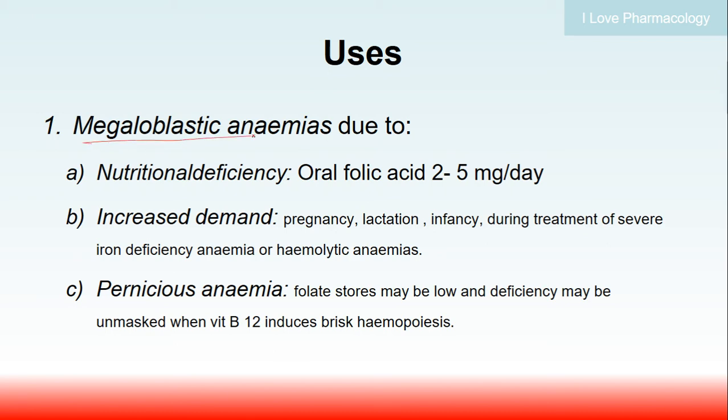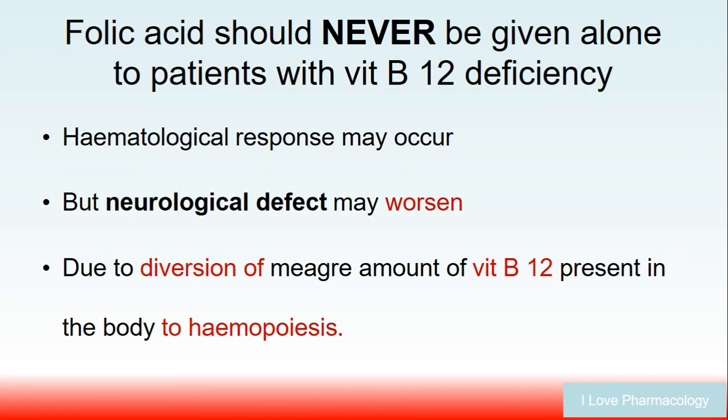It is used in case of megaloblastic anemia due to nutritional deficiency, or in case of increased folic acid demand, and in case of pernicious anemia. Remember that this is a very important thing: folic acid should never be given alone to a patient with vitamin B12 deficiency, because the hematopoietic response may occur but the neurological defect may worsen. So whenever you are giving folic acid, you should combine it with vitamin B12.